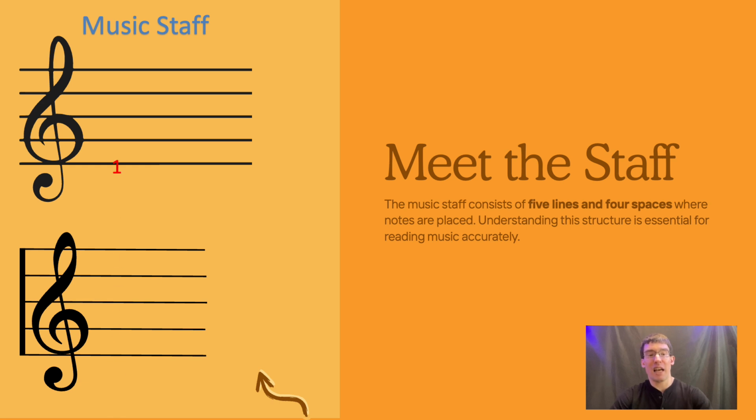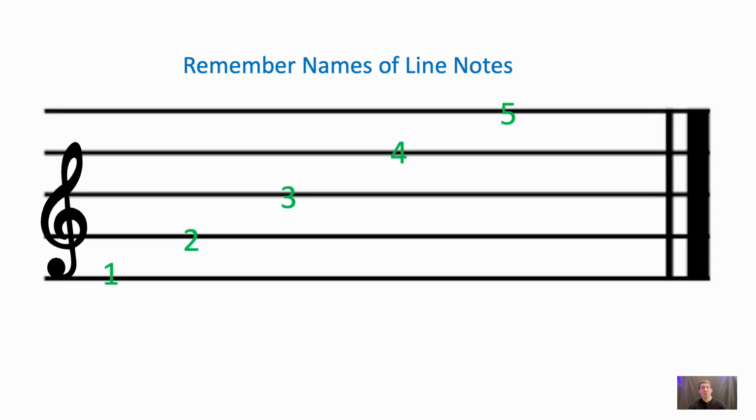This is the first line, second line, third line, fourth line, and fifth line. Here are the 4 spaces: 1, 2, 3, and 4. All of these lines and spaces have names. The first line is E. The second line is G, third line is B, fourth line is D, and the fifth line is F.